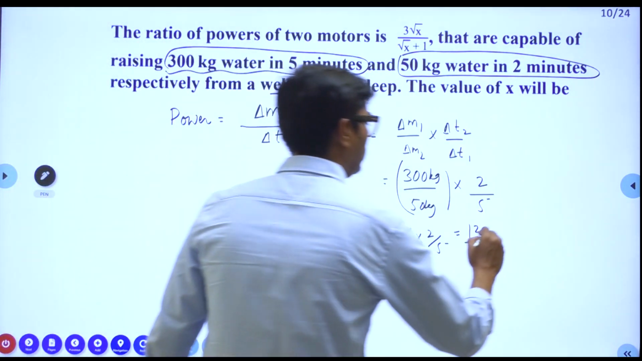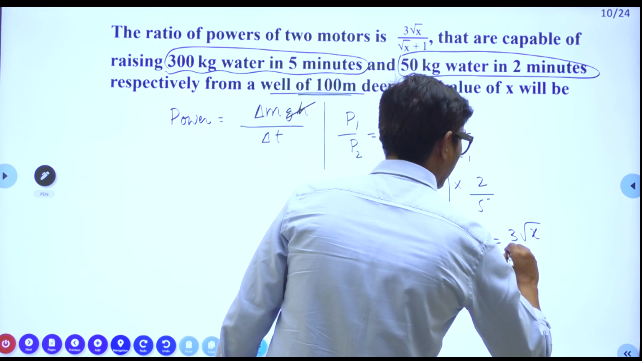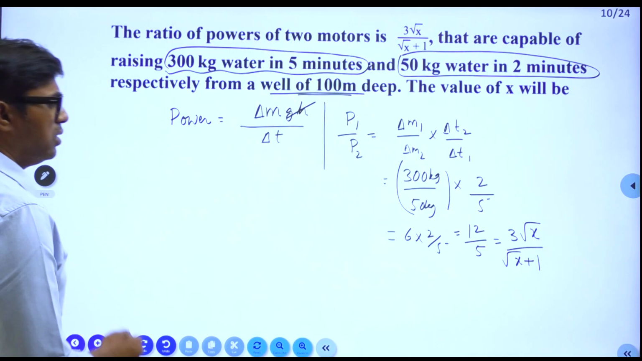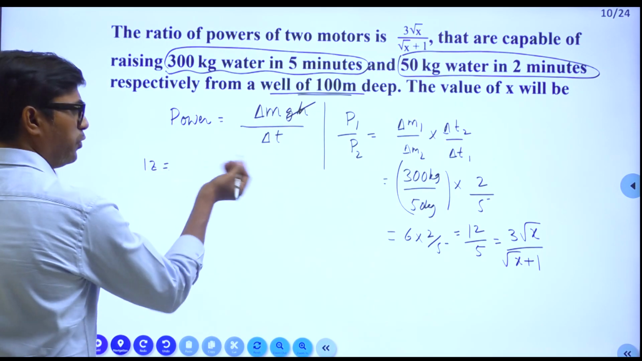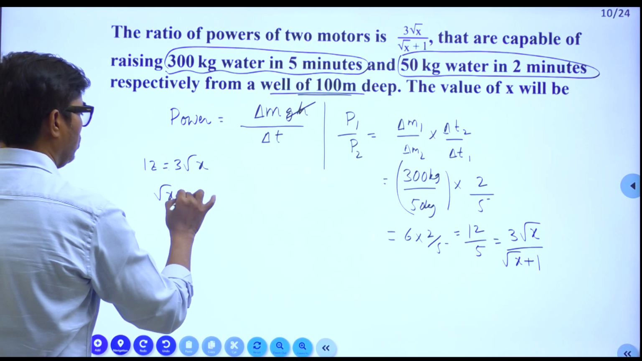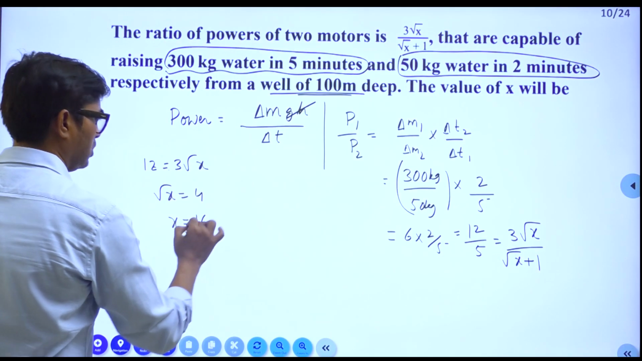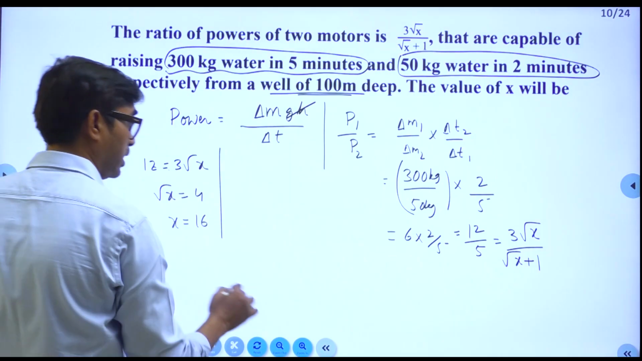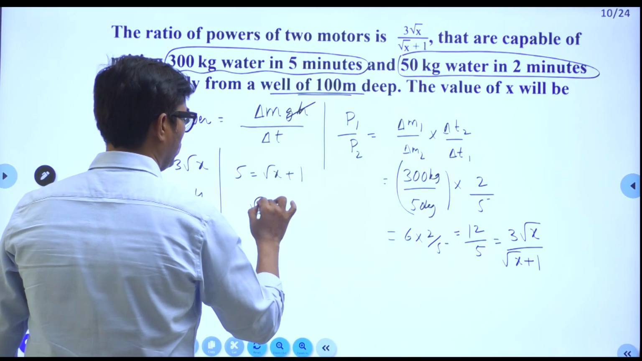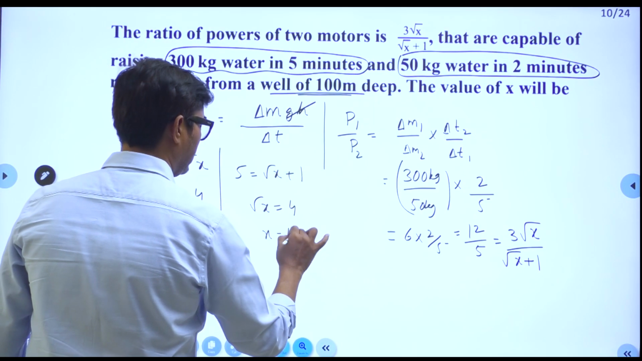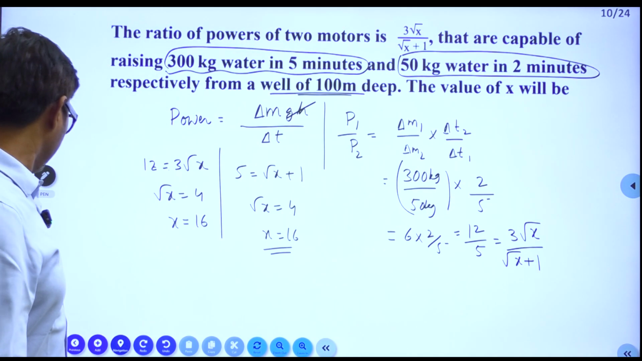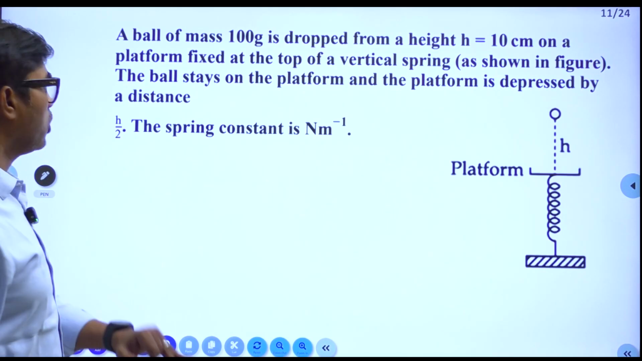And that is supposed to be equal to 3 root x by root x plus 1. We can compare it. So 12 equal to 3 root x if I consider, that means root x equals 4 or x equals 16. Same way, if I compare the denominator also, 5 has to be equal to root x plus 1, so root x equals 4 or x equals 16. So in both the cases it is matching, that means x equal to 16 is the answer there. I think you're comfortable with it. Right, next problem.